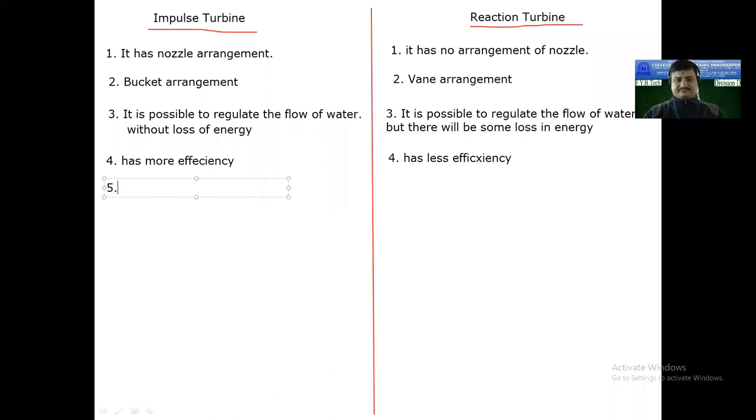Then the fifth point is, such a turbine, an impulse turbine, requires or operates at high head, and a reaction turbine operates at medium and low head.